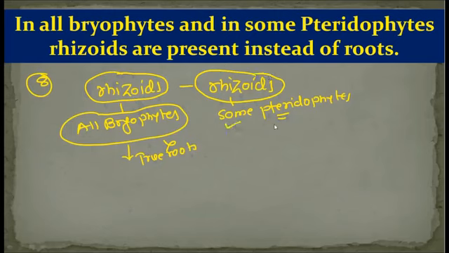Here, some means not all the pteridophytes show the presence of rhizoids. Only some pteridophytes have the rhizoid structure, while the rest of the pteridophytes show true roots. All right. So you should remember carefully, while writing about the bryophytes, you should mention the word all. That is, all bryophytes have rhizoids. Only some pteridophytes have rhizoids. So this is the similarity between the bryophytes and pteridophytes, that they both contain rhizoids, but in the group of bryophytes, all the bryophytes have rhizoids, while only some pteridophytes have rhizoids.